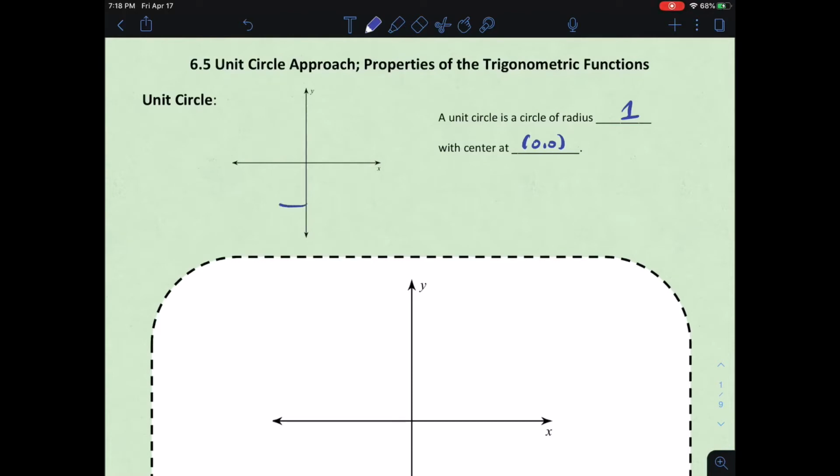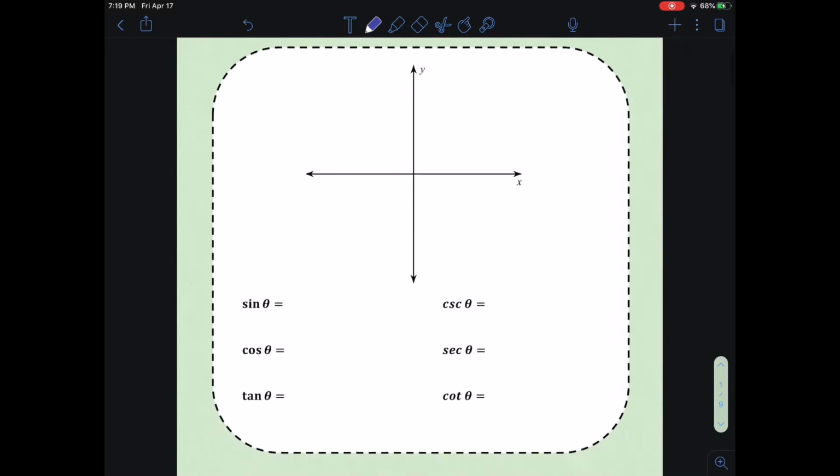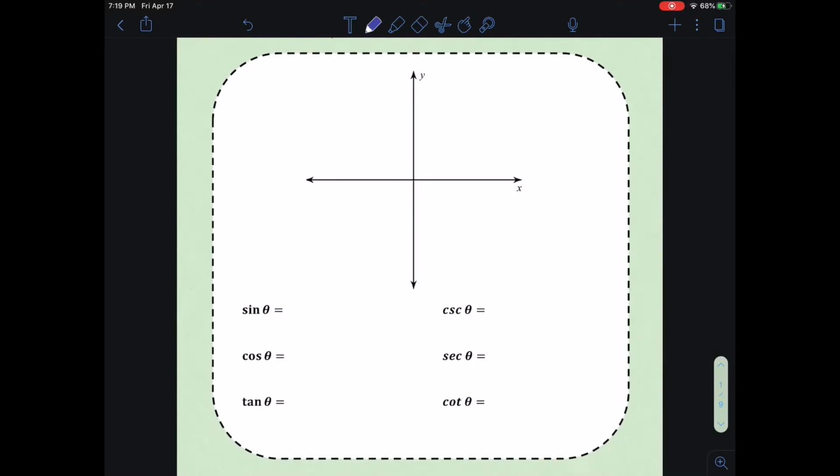So drawing a unit circle, it will look something like this. Here I'm going to label this 1 and label this 1 just so we're clear that it has radius 1. And if you remember from when we learned conics, this would be the equation of a circle centered at 0, 0 with radius 1. Let's go right into why the unit circle will be so useful when it comes to evaluating trig functions at different angles.